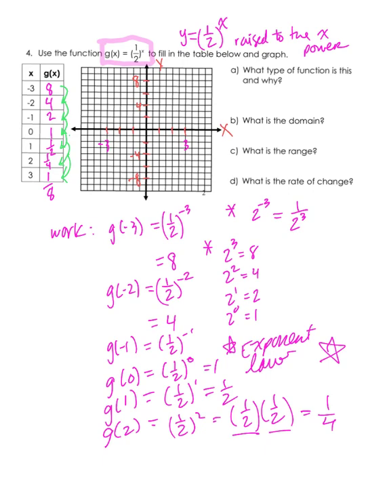What was I doing? I was graphing. Okay, -3 is 8, so I'm going to put a dot there. -2 is 4. Got it. -1 is 2. Okay. 0 is 1. 1 is 1/2. 2 is 1/4. 3 is 1/8. But it's not touching the axes, I promise you.